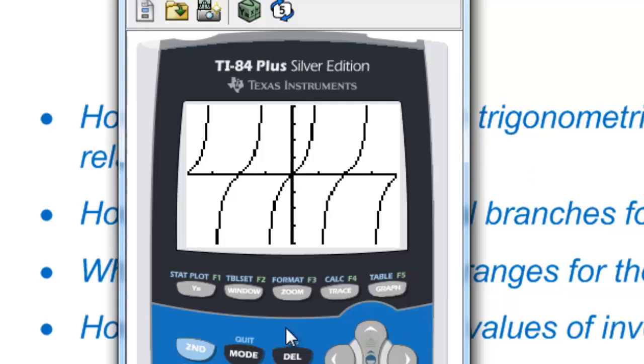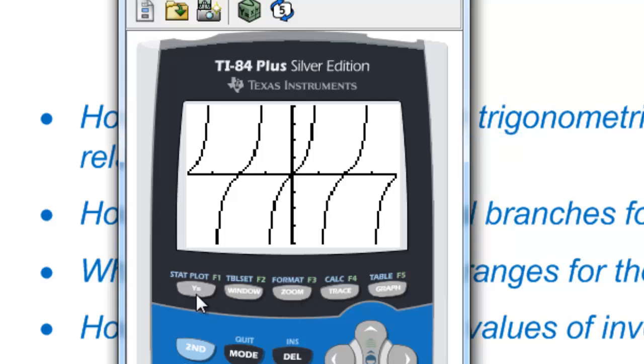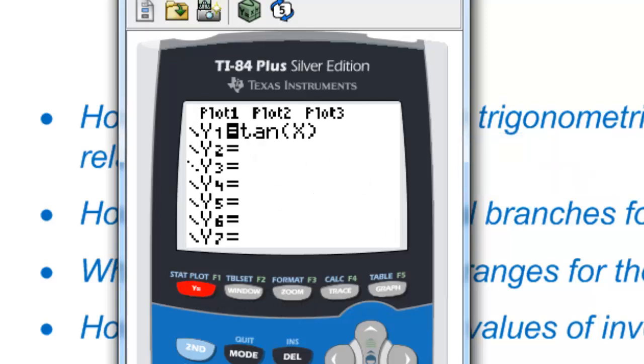Now, let's think about what the inverse function or inverse relation should look like. Remember that inverse relations are reflections of the original functions over the line y equals x. Let's see if we can picture that. Now let's go in and actually plot the inverse tangent, second tan of x. So when we graph this, we should see these repeating images reflected over the line y equals x.